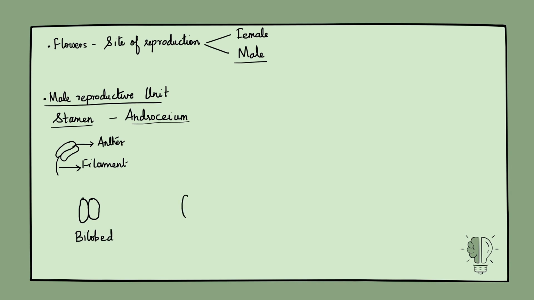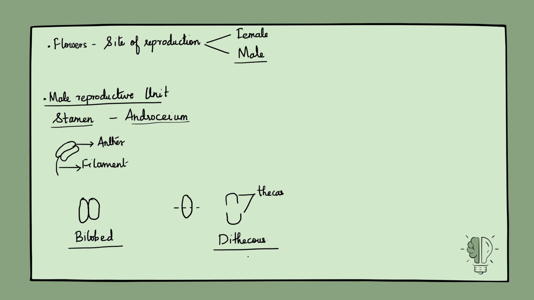Now imagine taking a lobe and cutting it open. So what will you have? You will have two cavities, right? These two cavities are called thecas. Because there are two thecas, it is called diathecous. So the anther is said to be bilobed and diathecous.